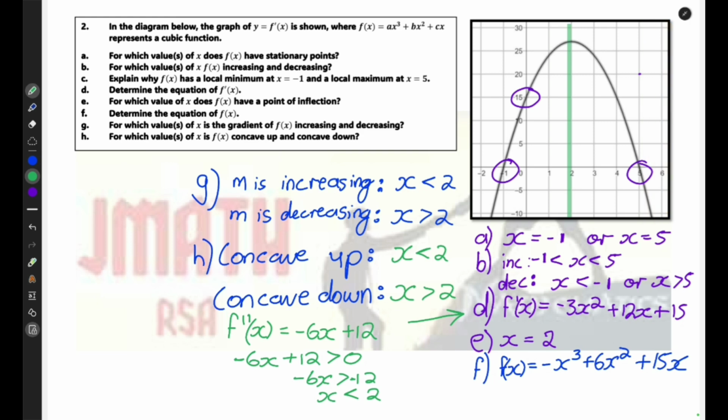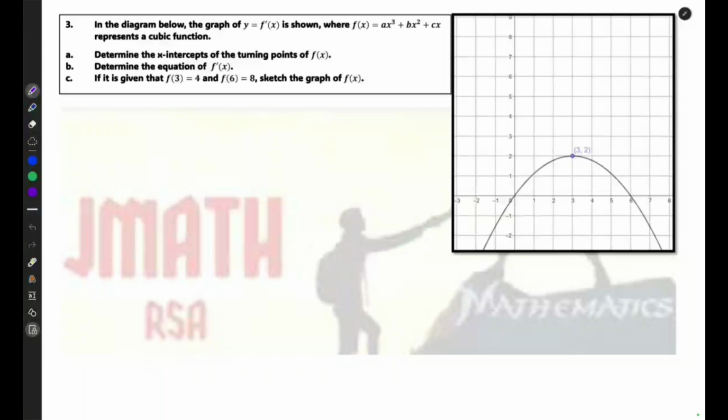Okay, guys, so these are the type of questions you can expect if they give you a derivative graph instead of the original. So please just go back to sections that weren't clear, look at it slowly and try and figure it out yourself. Let's do another example. Question 3, in the diagram below, the graph of the derivative is shown, where f(x) equals just my standard form, but I can see there that the y-intercept is 0, so there's no d in that formula.